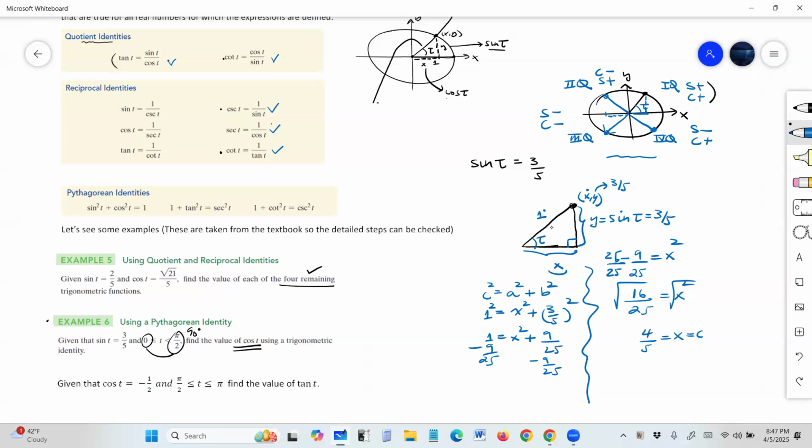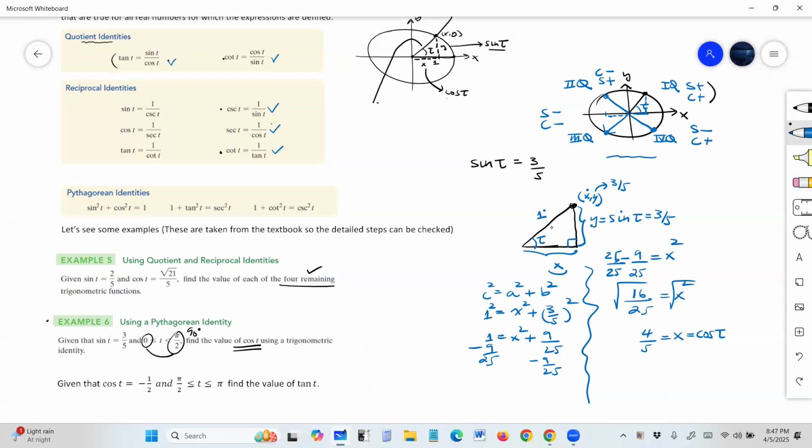Now, from the definition that you've seen in the first part of the video, the x is also your cosine of t. So when we found x, we found cosine of t. Now, the question was just find the cosine, but they could have asked the exact same question as before. Find the other four trigonometric identities, in addition to cosine, right?